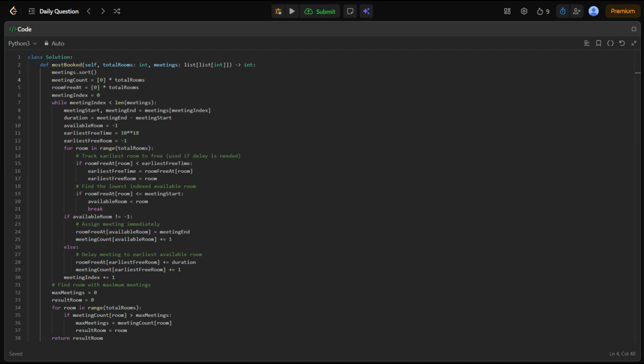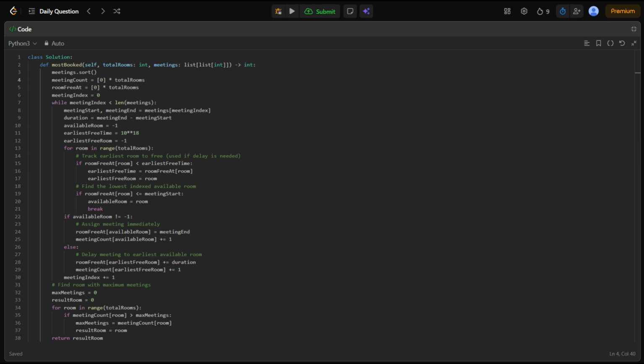Case 2. No room is available. The meeting is delayed. We assign it to the room that frees up the earliest. The meeting keeps the same duration. We update the room's free time accordingly. We increment that room's meeting count. This ensures delayed meetings are handled fairly and correctly.